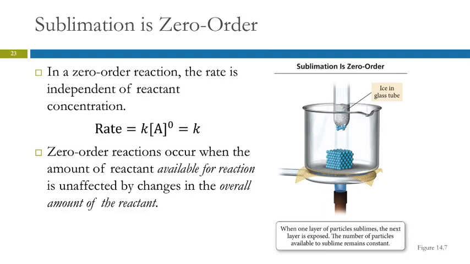Because, honestly, this is sublimating from all surfaces that are exposed, right? And so as those layers get peeled off, the area exposed is going to become smaller, and so the rate will go down a little bit. But it's pretty insignificant compared to, say, a first order reaction. Okay? So it's not perfect. Anybody else have any questions about that?